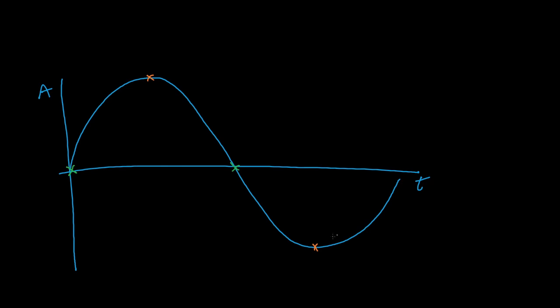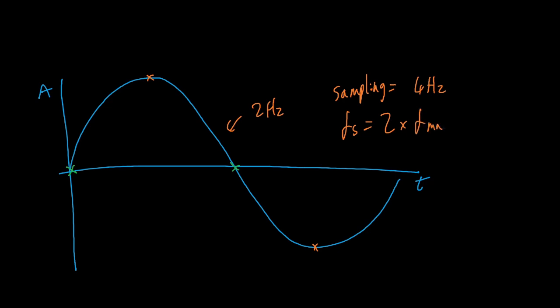So if this is a 2 hertz signal, for your computer to recognize it's a 2 hertz signal, your sampling frequency has to be at least 4 hertz. Remember, Fs equals sampling frequency equals 2 times your max frequency. If your max frequency is 2 hertz, you need 4 hertz at least. I will say at least 4 hertz because this is the bare minimum. Having 2 samples per cycle is the bare minimum.